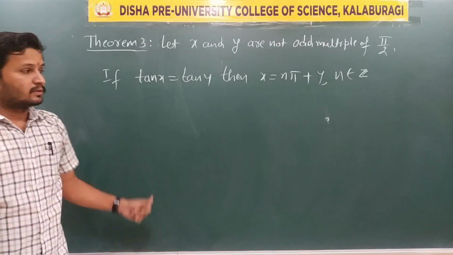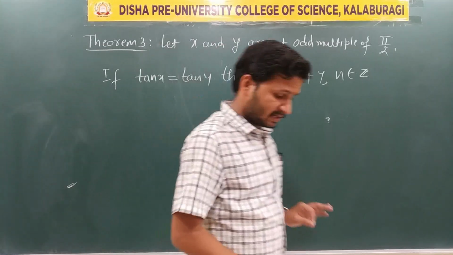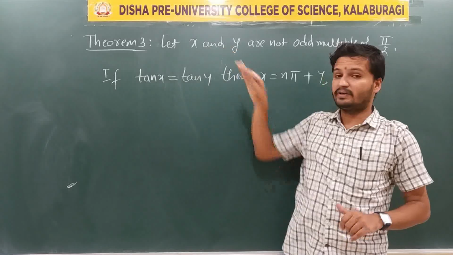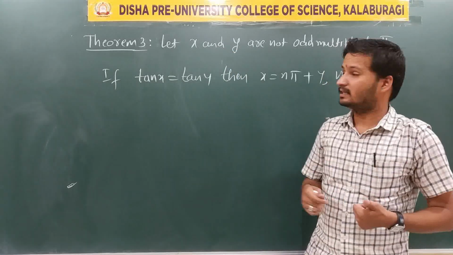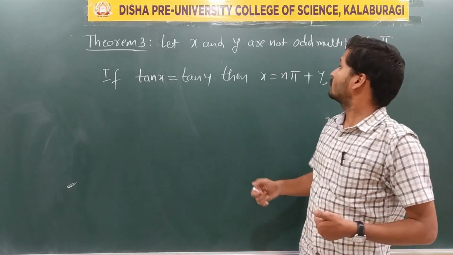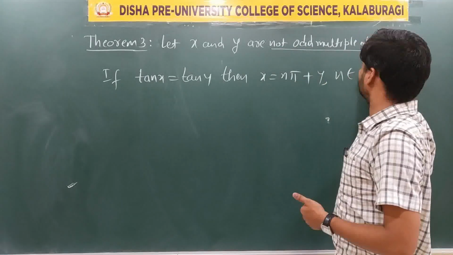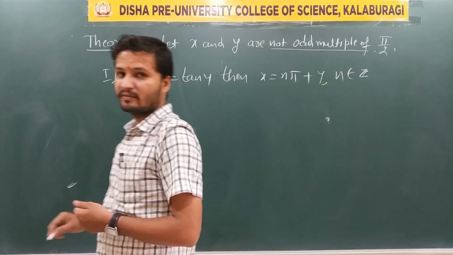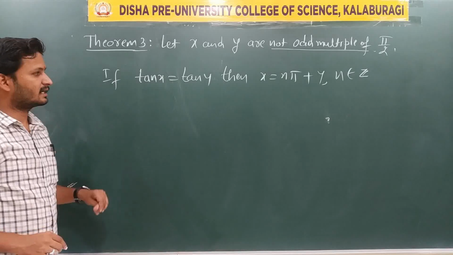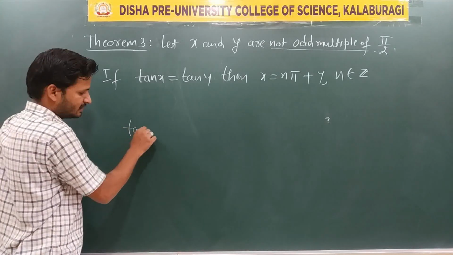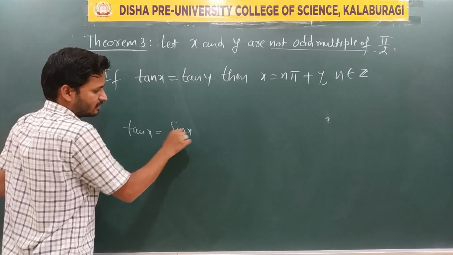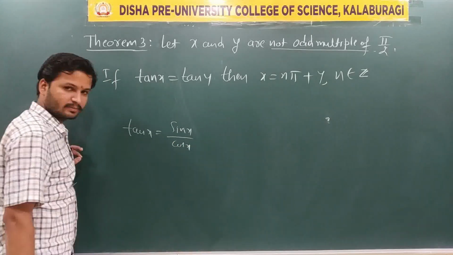Okay. So here, theorem number 3. Again similarly, x and y are real numbers, but particularly here x and y are not odd multiples of pi by 2. Why is this? Because the tan function can be written as sine divided by cos. Correct? Sine x divided by cos x.